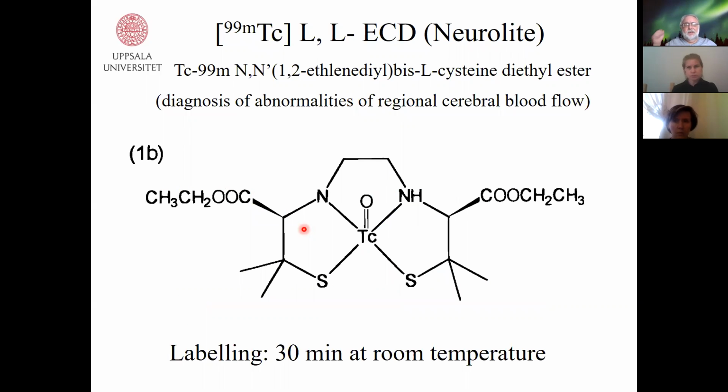Another example is a competitor of Ceretec. It has the commercial name Neurolite. It's again a technetium oxo core. In this case, this is an N2S2 complex. And you could also see a lot of aliphatics around, which makes it pretty lipophilic.